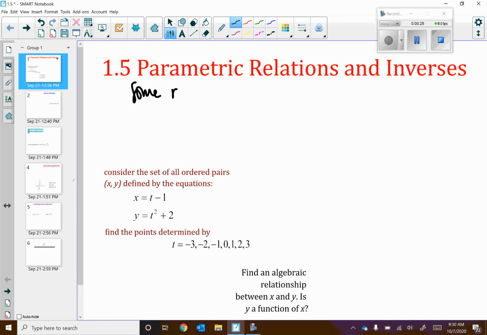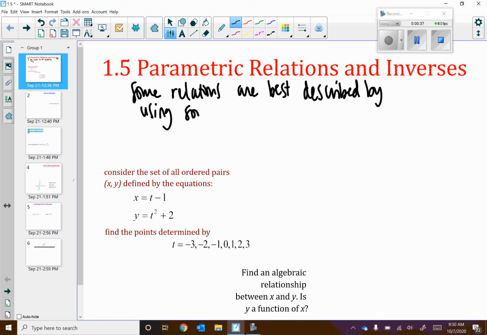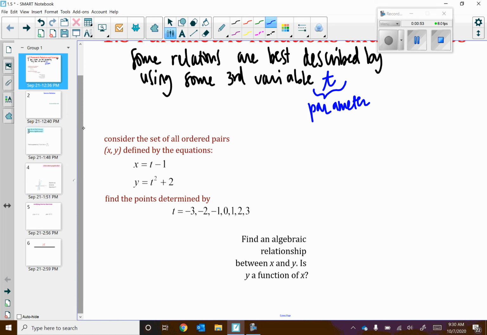Some relations are best described by using some third variable, and often that variable is t, which is known as the parameter. Now, when would this be something that we would use?